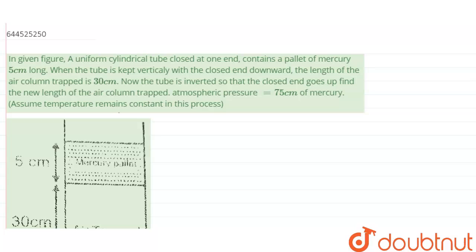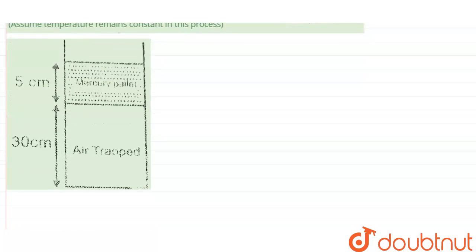Now the tube is inverted, so that the closed end goes up. Find the new length of the air column trapped. Atmospheric pressure is given in the question, that is 75 cm of mercury. Assume temperature remains constant in the process. Now one diagram is given in the question. This is case first that is given in the question. In case second, they inverted the tube.